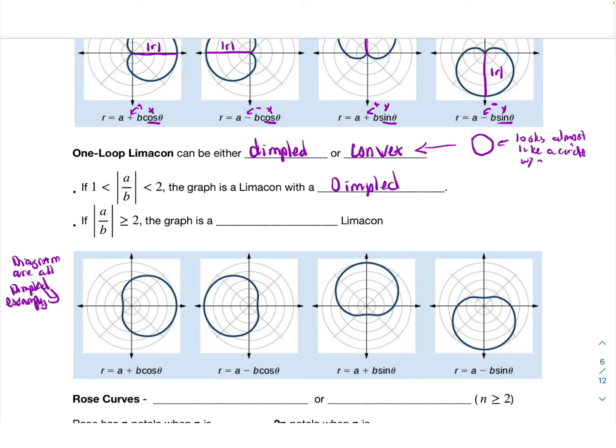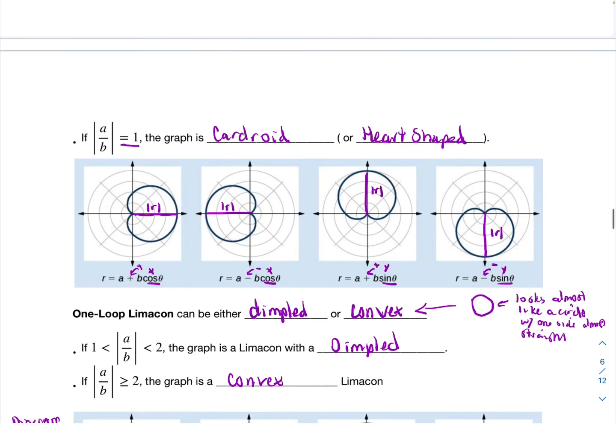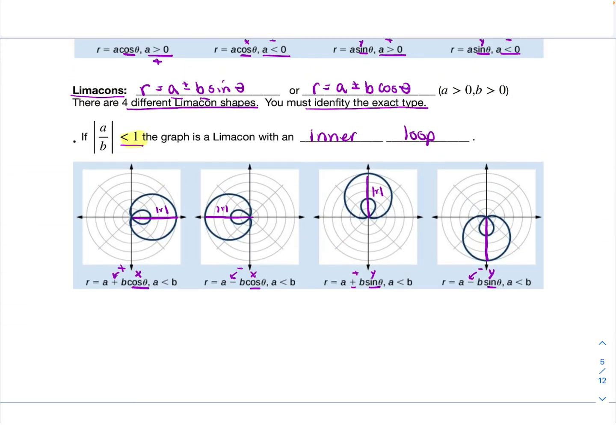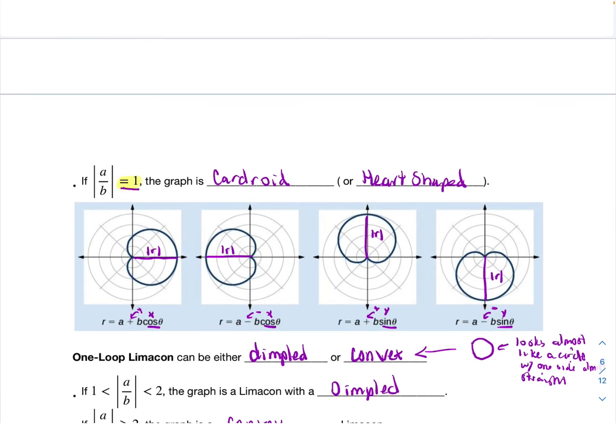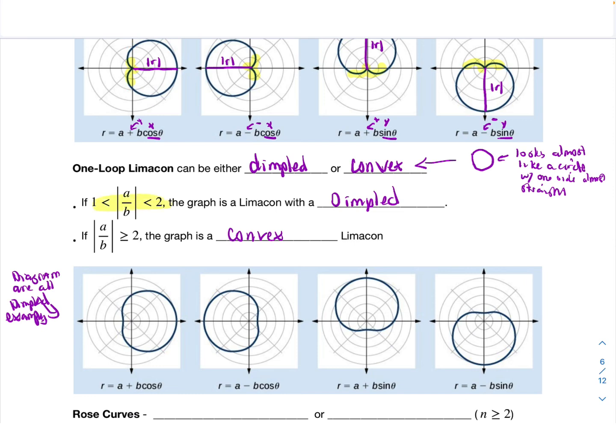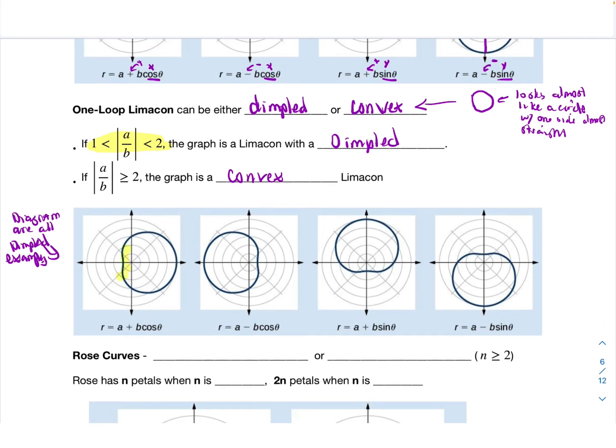Okay, and how you tell if you have a dimpled one: again, the ratio from a to b is between 1 and 2. A convex is if the ratio between a and b is greater than or equal to 2. So notice that these are the 4 ratios. We're doing the ratio of a to b, the absolute value, so we're not doing the sign. If it's less than 1, it's an inner loop. Equal to 1, it's heart-shaped. Between 1 and 2, it's a dimple. And when it's greater than or equal to 2, it's convex.